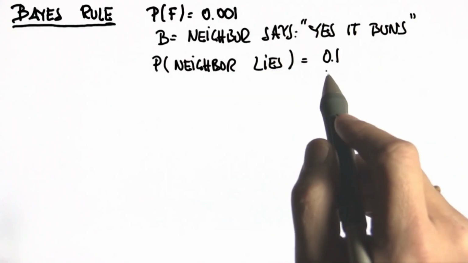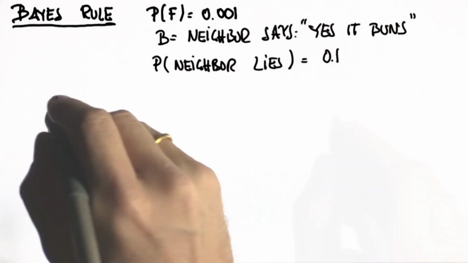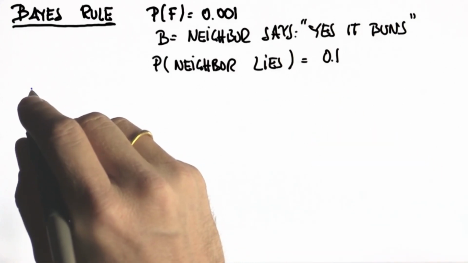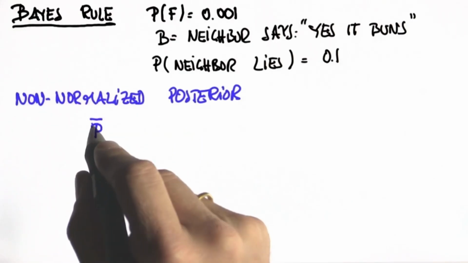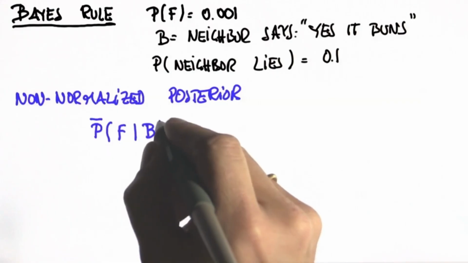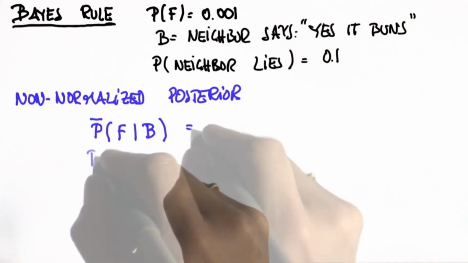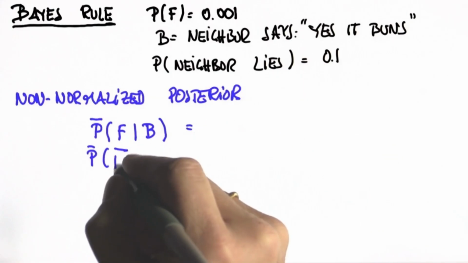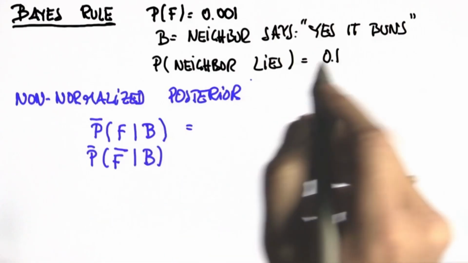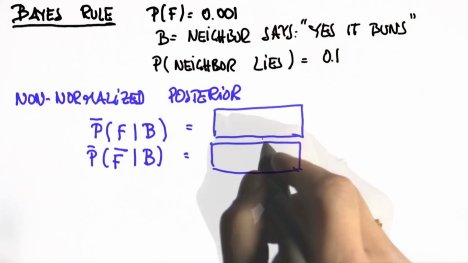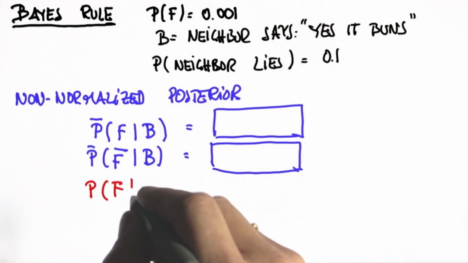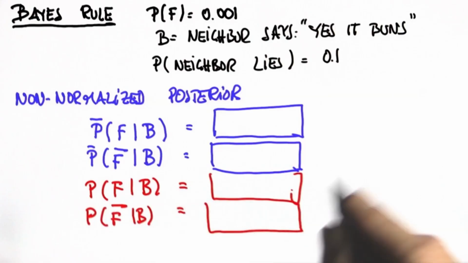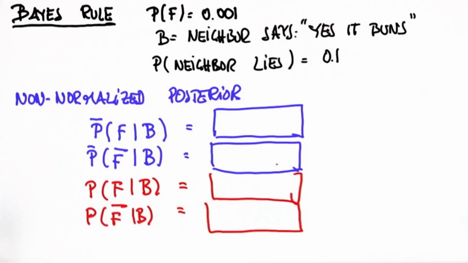But you know that the probability of this being a lie is 0.1. So in applying Bayes' rule, I'd like to first compute the non-normalized posterior. P bar now stands for non-normalized, of fire given the neighbor just called, and the same for the opposite event of no fire given the neighbor just said yes it burns. And after you've done this, I'd like you to compute the normalized values that have to add up to 1. So please enter all 4 values for this homework assignment.